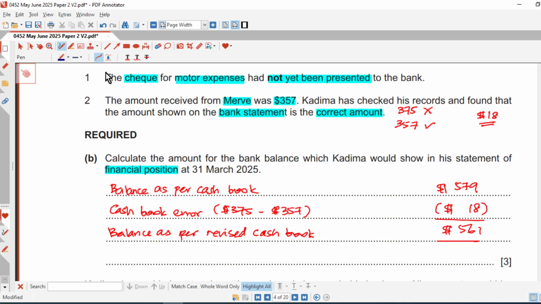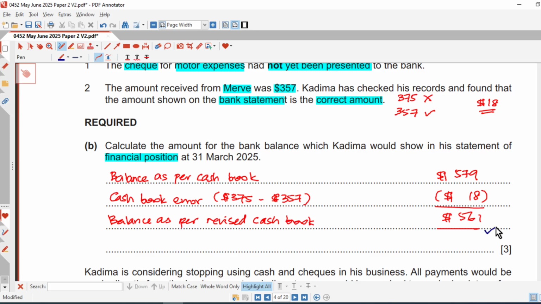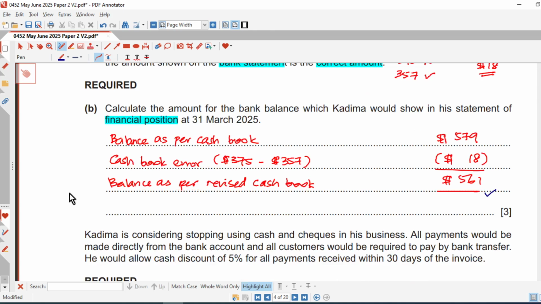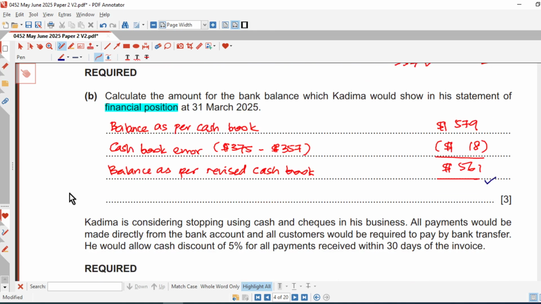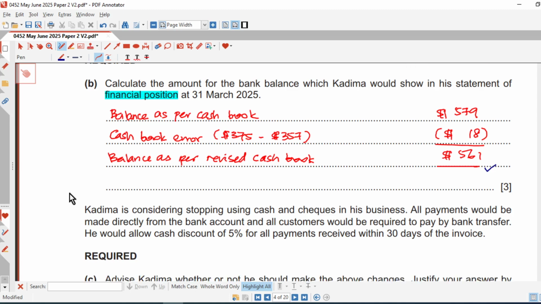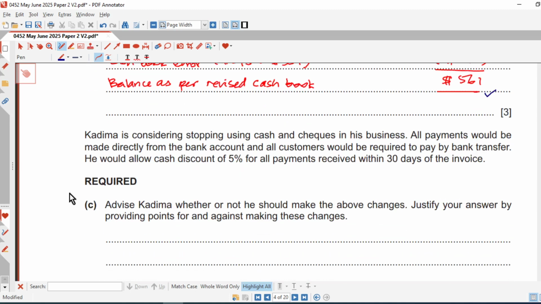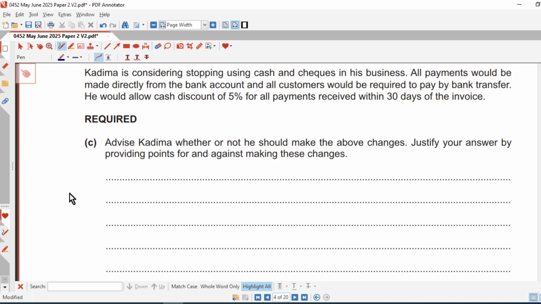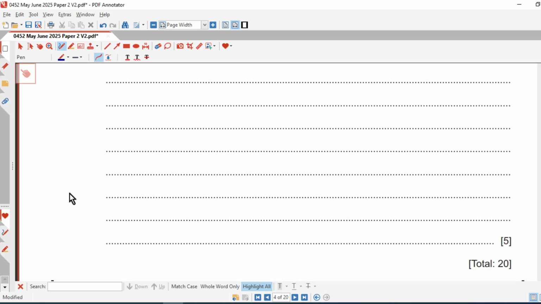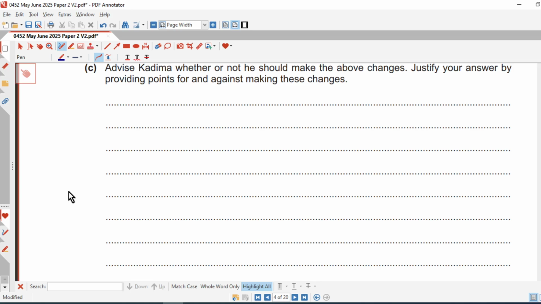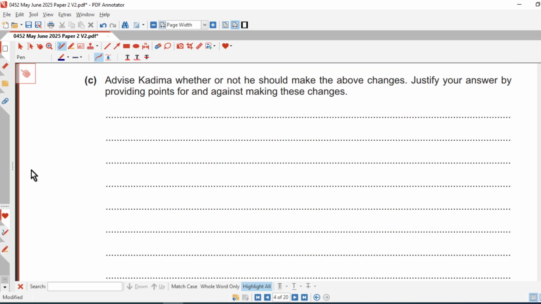Now, if you get this, you get this. If you don't, you lose your 3 marks. It's a slightly tougher question, so I believe some of you may lose marks here. Right, let's bring you on to the last part of question 1, a 5-marker question here.